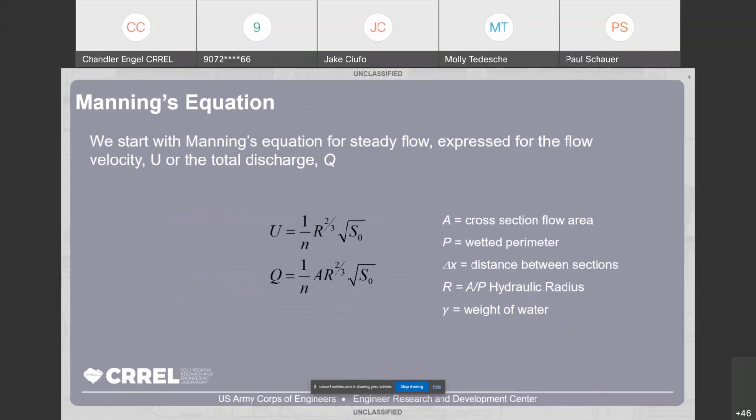The development of Manning's equation is a little bit outside the scope of this presentation. I'm not going to go into that. I think a lot of folks on the call are probably familiar with Manning's, but if not, it's not critical to be deeply familiar with the derivation of Manning's equation to follow along with the discussion. We're mostly going to be talking about the differences between the application of the equation in open water conditions and how that's different in ice-affected conditions. So let's step through the terms here.